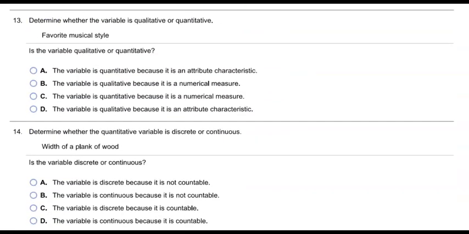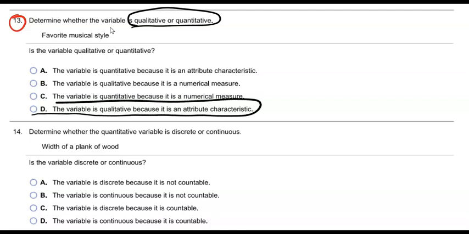Okay, number 13. Determine whether the variable is qualitative or quantitative. The question is: favorite music style. Obviously music style is not a numerical measure, not a numerical value. So music style is a qualitative variable. So the answer must be D: the variable is qualitative because it is an attribute or characteristic. You also have to answer why it is qualitative, because it is an attribute or characteristic of an individual.